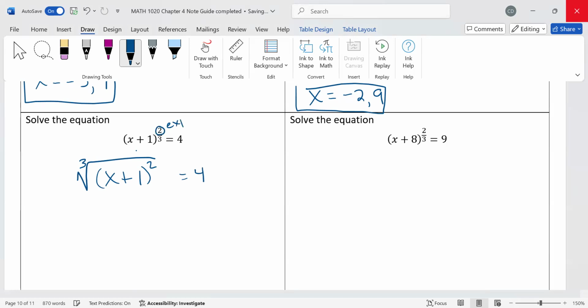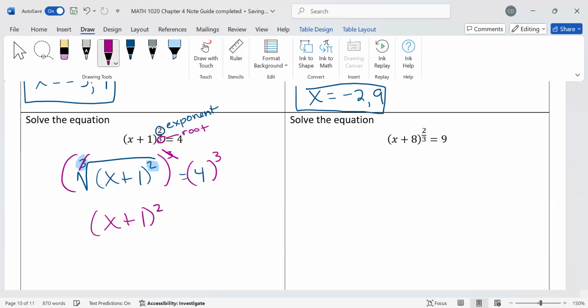So that would be like the exponent, the power. That's where this 2 is coming from. And when you have an exponent that has a number on the bottom, that is the root. So that's where this 3 is coming from. Okay. All right, so I'm just going to rewrite it. I need to get rid of the cube root, so I'm going to cube both sides. So the cube root and the cube cancel out. So I'm left with x plus 1 squared. And 4 cubed is going to be 64.